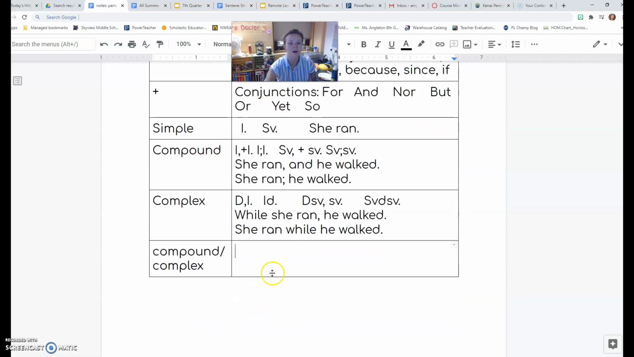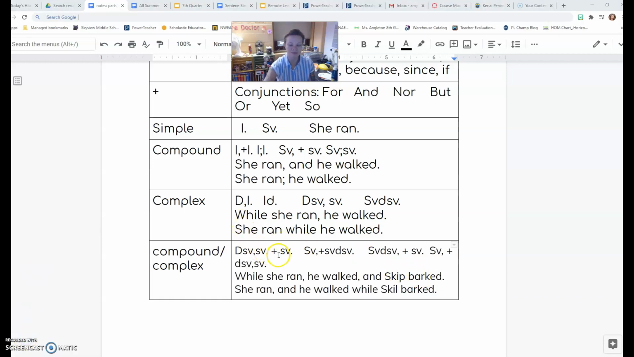Okay, now we have compound complex, and this is where it gets really confusing because we're going to combine compound sentences with complex sentences. You can never have more than 3 clauses in a sentence, or it's a run-on. A complex sentence has 2, compounds have 2, simple have 1, compound complex have your 3. So that looks like I, comma, plus ID, period. I snuck in some of the typing there because I wanted to get it out there quickly before we ran out of time. Compound complex would be dependent, subject, verb, comma, conjunction, subject, verb, period.